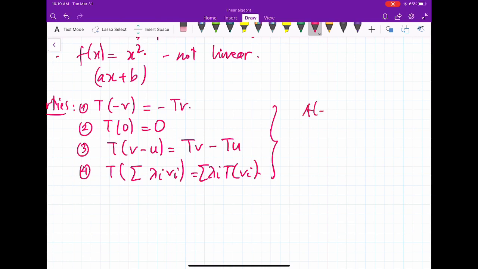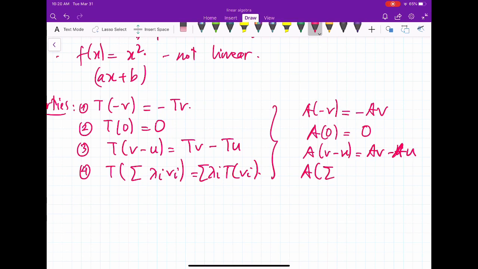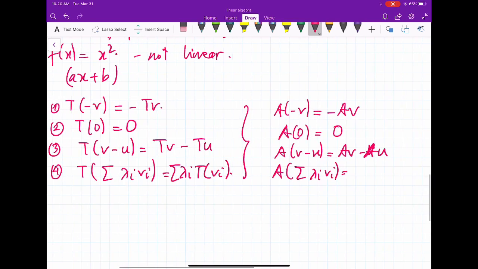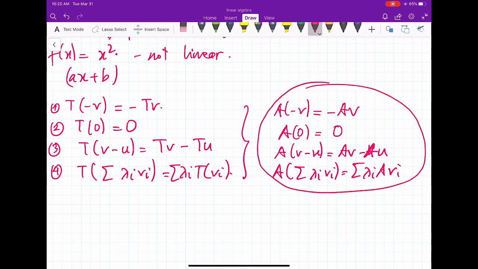So you have A of negative v equal to negative Av. You have A of 0 is just 0. You have A of v minus u is just Av minus Au. And A of the sum of lambda i vi, that is just the sum of lambda i A vi. All these properties come from matrix multiplications. There's nothing special. Make sense? All right.